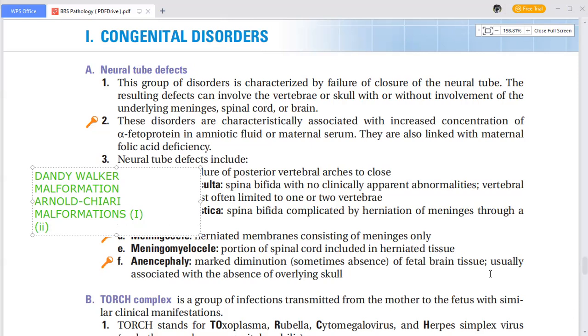So let's start with Dandy-Walker malformation. Dandy-Walker malformation is characterized by an enlarged posterior fossa, the posterior fossa of the base of the brain. You've got the posterior fossa, the middle fossa, and the anterior fossa, and I talked about this.